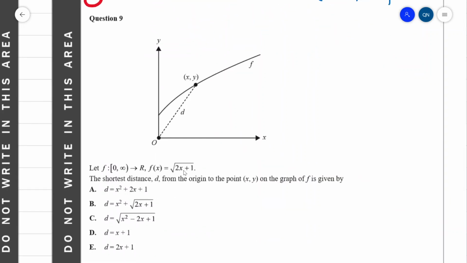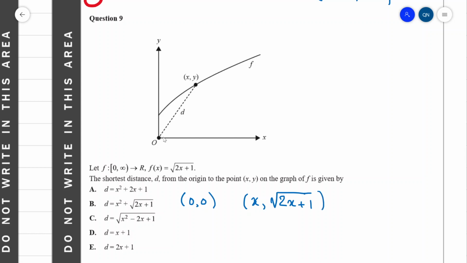We have a square root graph, and we want to find the shortest distance d from the origin, which is this O here, out to some point (x, y). The shortest distance d is exactly the length of the straight line segment. So all you need to do is find the distance between the points (0, 0) and (x, y), but we know exactly what y is in terms of x because it lies on this function. y is going to be precisely the square root of 2x plus 1.